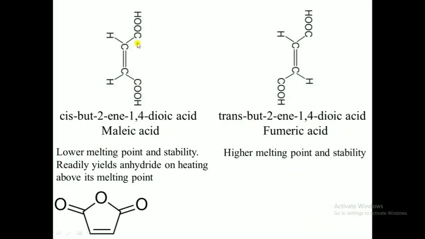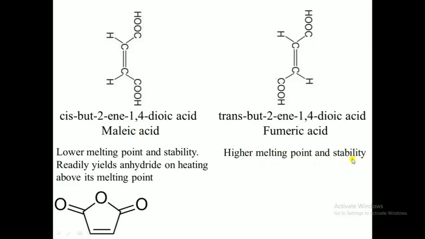So this molecule is but-2-ene-1,4-dioic acid, and this is the cis form because the similar groups are arranged on the same side of this carbon-carbon double bond. So this is the cis isomer, and this is what we call maleic acid. And its trans isomer is fumaric acid, which is trans-but-2-ene-1,4-dioic acid.